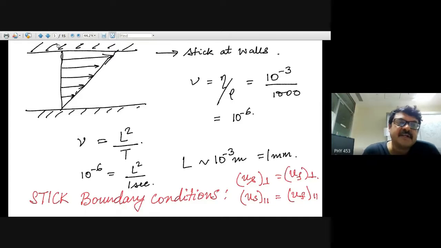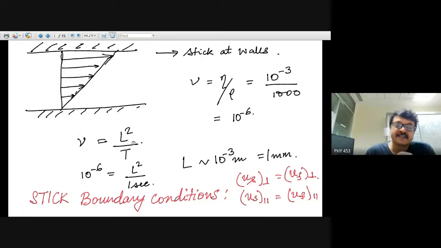Question: if the distance between walls was, suppose, 1 millimeter, you start moving this wall at time t equal to zero, after how many seconds will this effect reach this point, the momentum transport will reach this point? Remember, reaching steady state will take more time, but I'm just asking, after how many seconds will this layer of fluid actually feel the effect that this is moving? That will be the order of time of momentum transport. How would you do it?